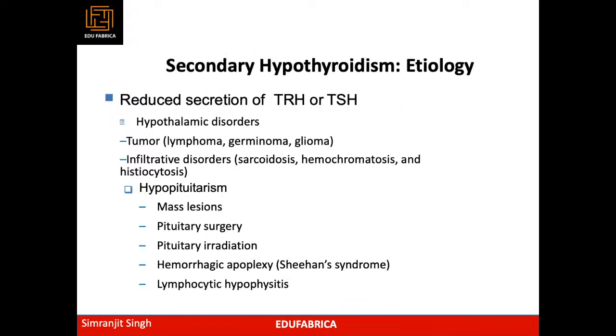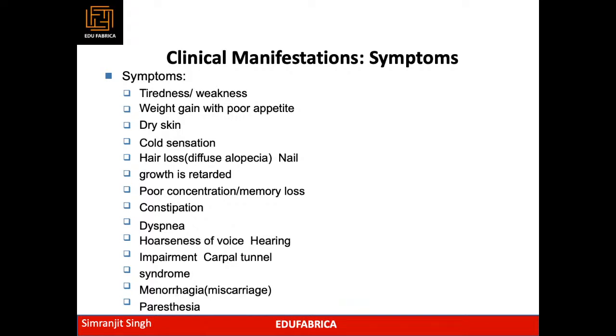And there is secondary hypothyroidism, that is reduced secretion of thyrotropin releasing hormone or thyroid stimulating hormone. There are hypothalamic disorders like tumors and infiltrative disorders. Hypopituitarism includes mass lesions, pituitary surgery, pituitary irradiation, hemorrhagic episodes, and lymphocytic hypophysitis. Then clinical manifestations include the symptoms: weight gain, dry skin, cold sensation, retarded growth, poor concentration, constipation, dyspnea, paresthesia, all these.